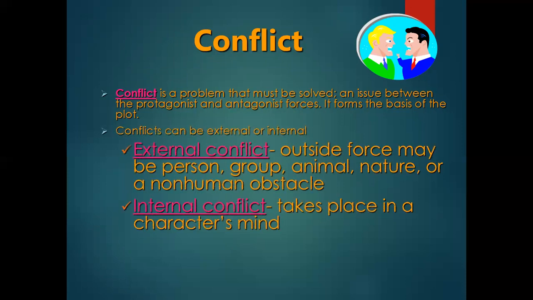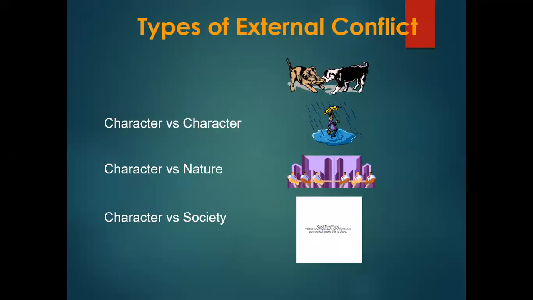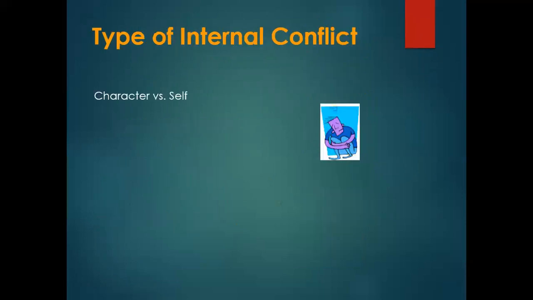Conflicts can be external or internal. External conflict, an outside force, may be a person, group, animal, nature, or non-human obstacle. Internal conflict takes place in a character's mind. Types of external conflict: character versus character, character versus nature, character versus society. A type of internal conflict is character versus himself.